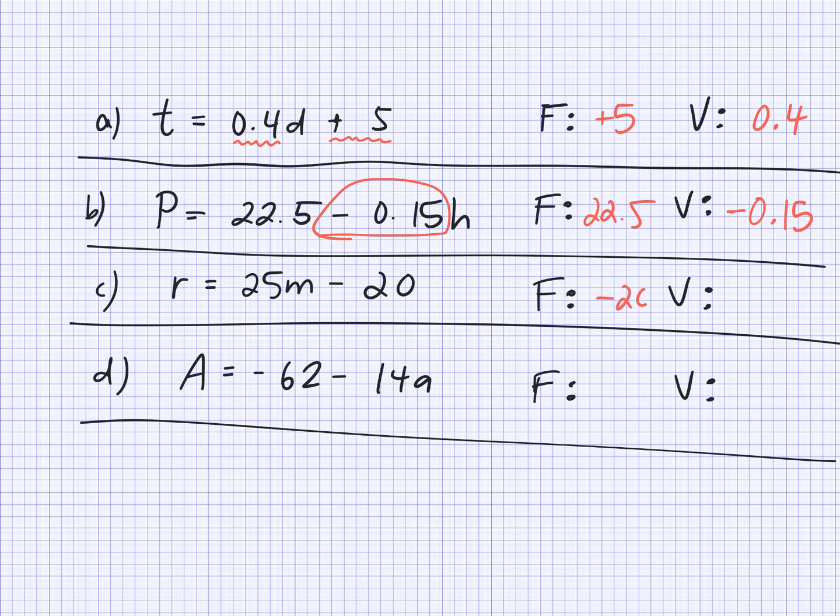Excellent. Negative 20. So the graph would actually start at negative 20. And then what is the variable term? What is the rate of change? What does it change by? Positive 25. Excellent. See how you can look at the equation and figure out what the graph would look like? And the very last one, Isla? The fixed is negative 62 and the variable is 14. 14? Positive or negative? Positive. Negative. Look at the equation.